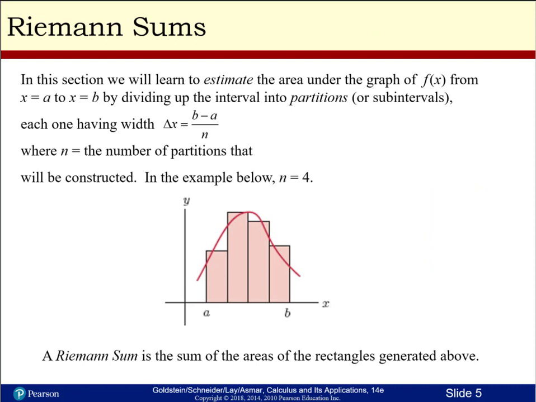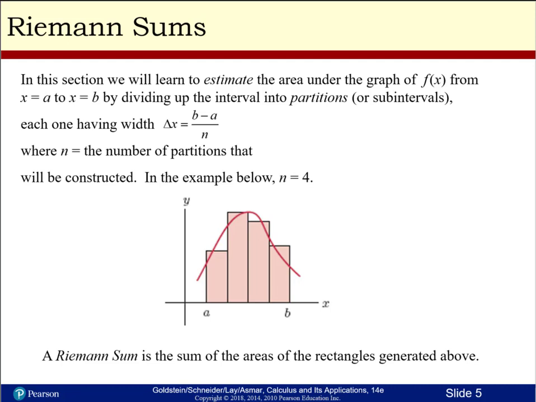In Riemann sums, what we do is we get about what that area is by breaking up our interval into partitions. So we'll learn to get an estimate of the area under the graph of f of x from a to b by dividing the interval into partitions or subintervals, each one having the width delta x. We're just going to break them up equally, and delta x equals b minus a over n just breaks it all up into equal partitions. And so in this case, we let our n be 4, or we wanted 4 partitions.